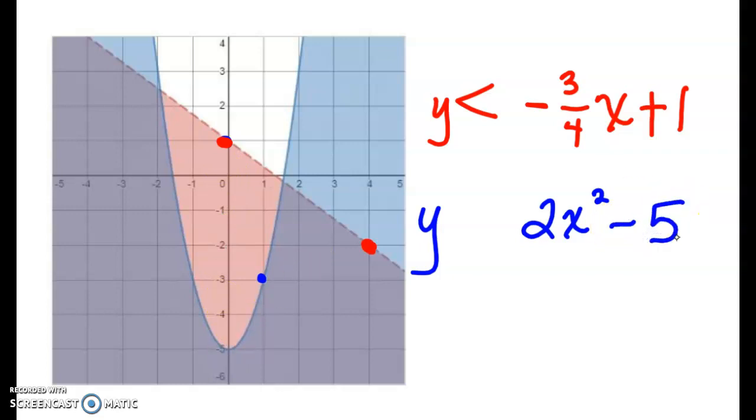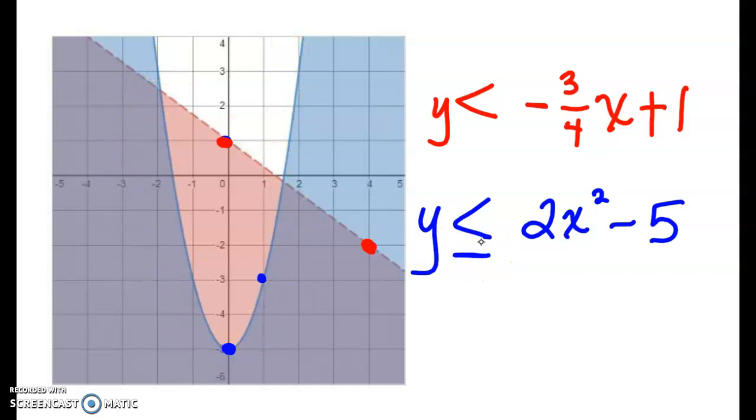Sometimes with parabolas, it's hard to check on that shading. So here is my vertex. I always look at my vertex, which was at (0, -5). And I see if I'm shading above it or below it. I am shading below. This blue is all below and on the outside. So it's below the vertex that is shaded. So I'm going with a less than. And this is a solid line, so it's or equal to.